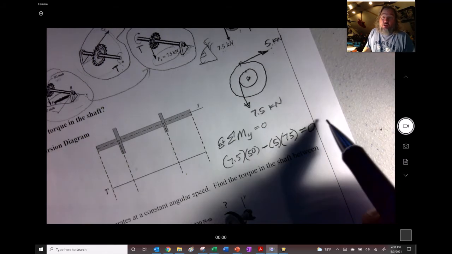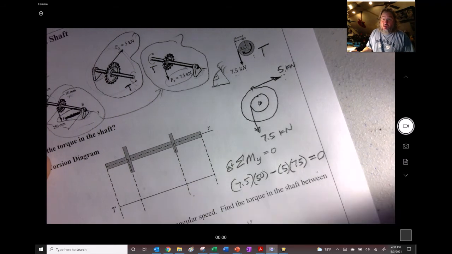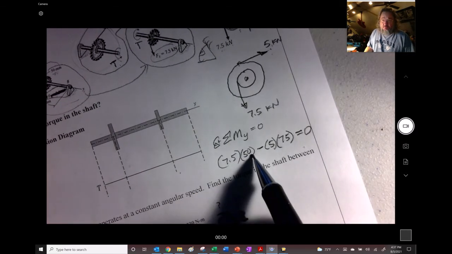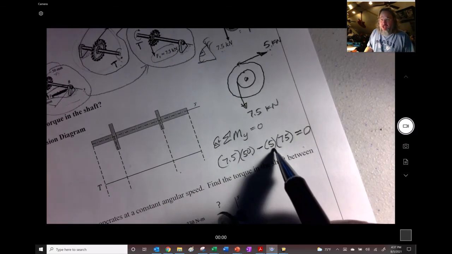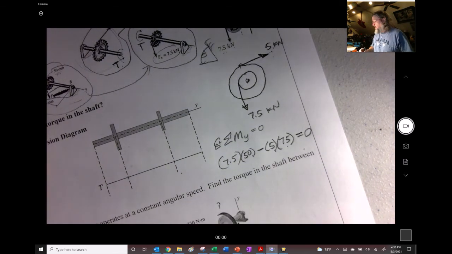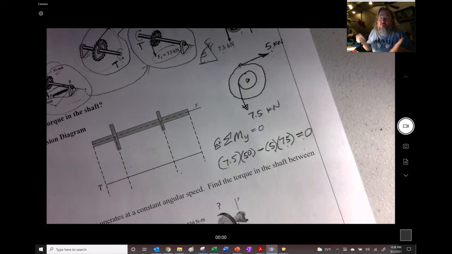And that's equal to 0. You notice there's no unknowns. This better be equal to 0, right? So we could prove that to ourselves. 7.5 times 50 is equal to 5 times 75, right? So now we said that equals 0. There were no unknowns here, but we did demonstrate that they were equal to 0.